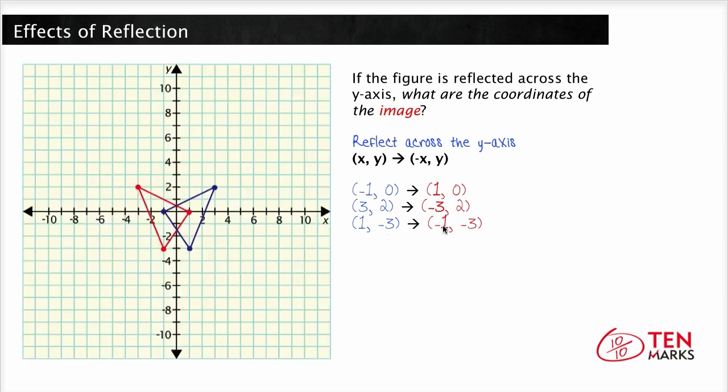Aha! So you could see that each reflected point is the same distance away from the y-axis as its pre-image. So -1, 0 was 1 unit away from the y-axis. 1, 0 is also 1 unit away. 3, 2 is 3 units away from the y-axis, and right here you could see with -3, 2, it's also 3 units away. You could see that the image of each point, which creates the whole figure, looks like it has been flipped across with the y-axis as the mirror.